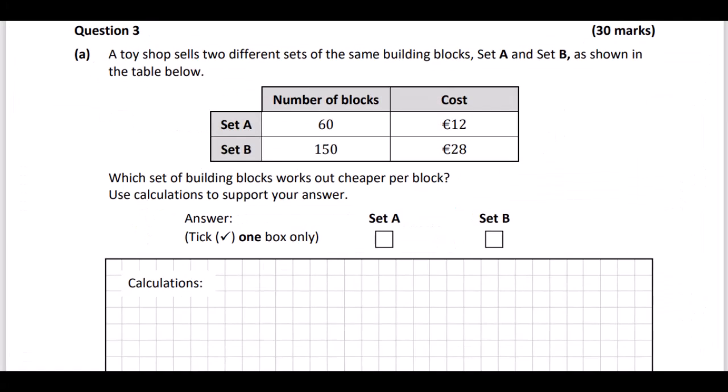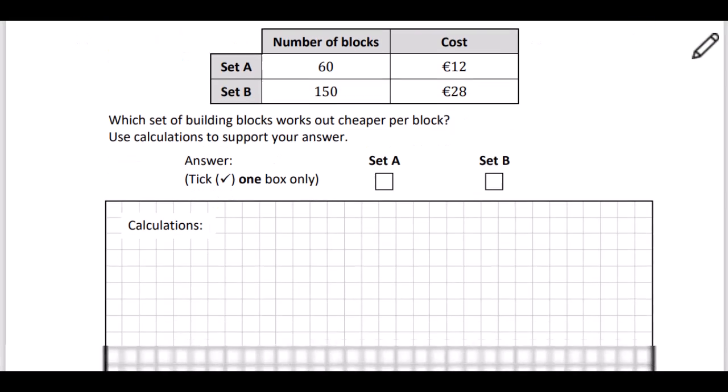Okay, let's have a look at question 3. A toy shop sells two different sets of the same building blocks. Set A and set B is shown in the table below. So set A, number of blocks 60, cost 12 euros. Set B, 150 blocks, cost 28 euros. Which set of building blocks works out cheaper per block? Use calculations to support your answer.